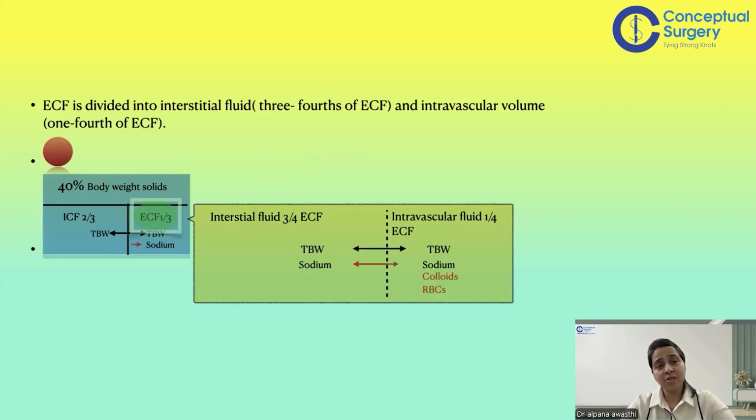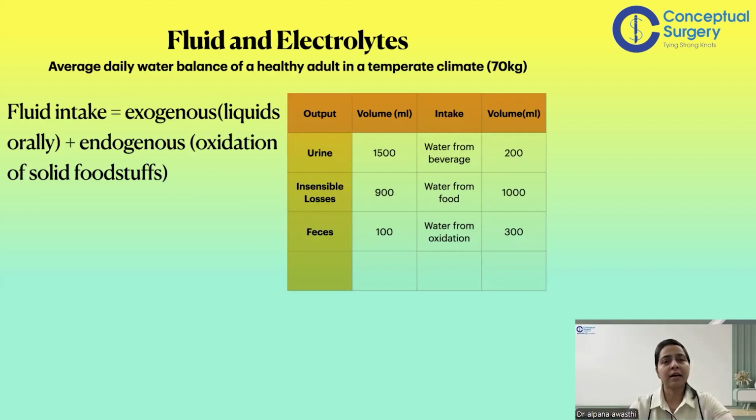Now, the extracellular fluid is also divided into two compartments. One quarter of the extracellular fluid is the intravascular fluid, wherein the colloids and the RBCs are there. Water is there everywhere. Then 3/4 of the extracellular fluid is the interstitial fluid, that is besides all the colloids, RBCs and all. So this is the whole scenario.